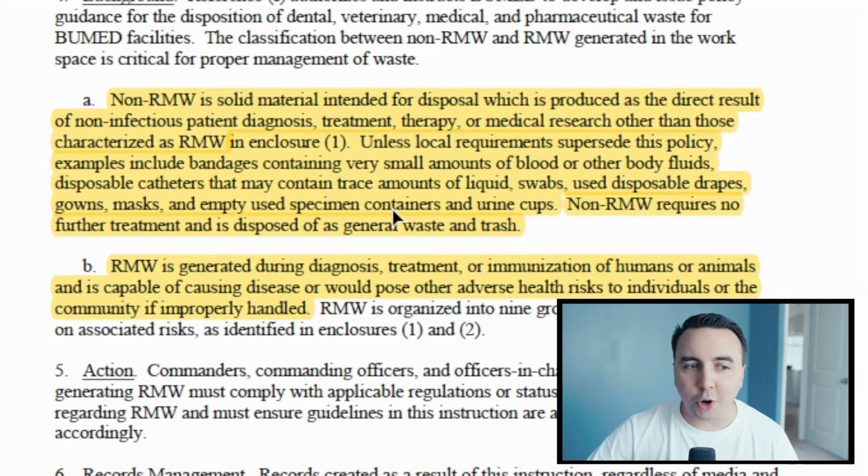As I kind of discussed earlier on the why, it says right here, non-regulated medical waste is a solid material intended for disposal which is produced as the direct result of non-infectious patient diagnosis, treatment, therapy, or medical research other than those characterized as RMW, which is regulated medical waste. And it says, unless local requirements supersede this policy, like I said, examples include bandages containing very small amounts of blood or other body fluids, disposable catheters that may contain trace amounts of liquid, swabs, used disposable drapes, gowns, masks, and empty used specimen containers and urine cups. Non-regulated medical waste requires no further treatment and is disposed of as general medical trash.